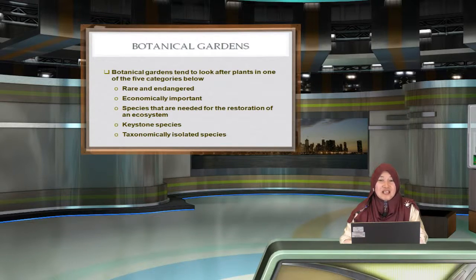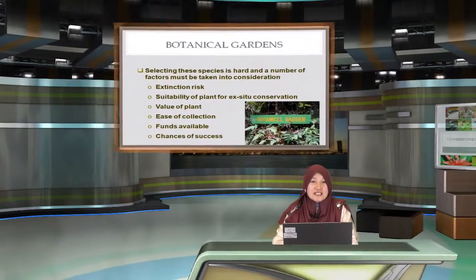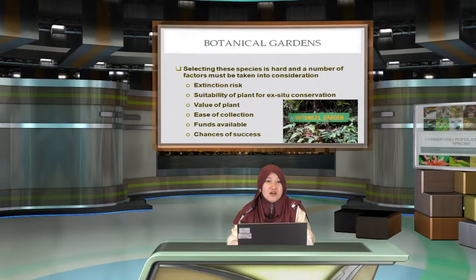Then species that are needed for the restoration of an ecosystem, keystone species and taxonomically isolated species. These are the 5 categories under consideration in terms of how botanical gardens take care of their species. So selecting these species is hard, and a number of factors must be taken into consideration.